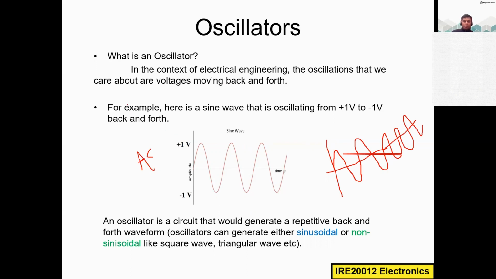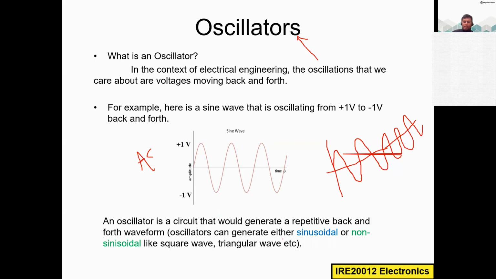Now you know the definition, or at least the meaning, of oscillation. Whatever system or circuit performs oscillations, we can call that an oscillator. An oscillator is a circuit that would generate a repetitive back and forth waveform. It is repetitive; repeatedly it's happening.